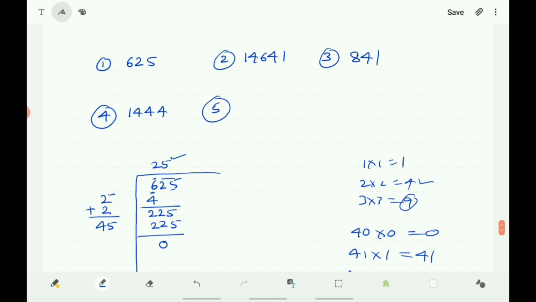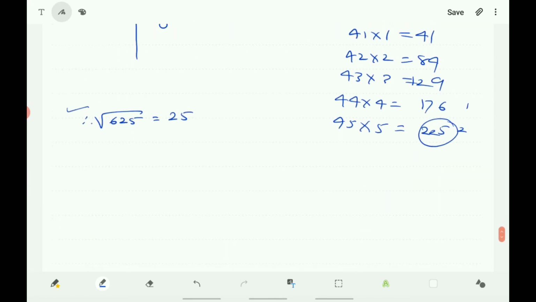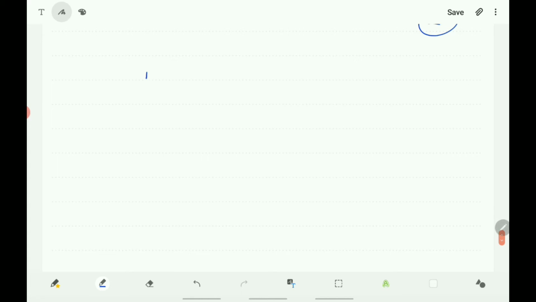The next one, 14,641. Again you make the groups: 41 is one group, 46 is the second group, and the single digit 1 remaining is one group. So the first group is 41, the second group is 46, the third group is 1. Now you consider this one. Here it is a perfect square, 1 one is 1. Put 1 minus 1, 0.